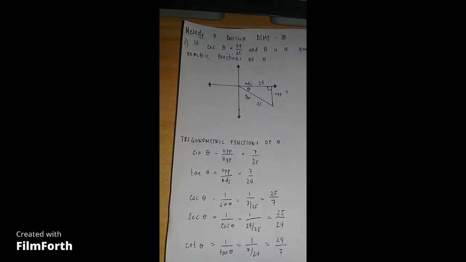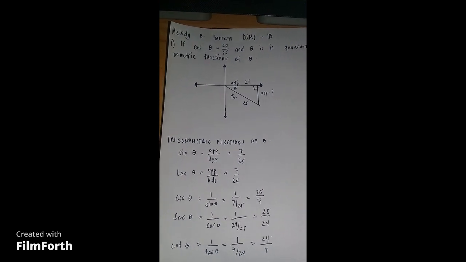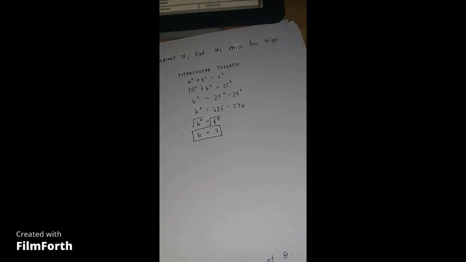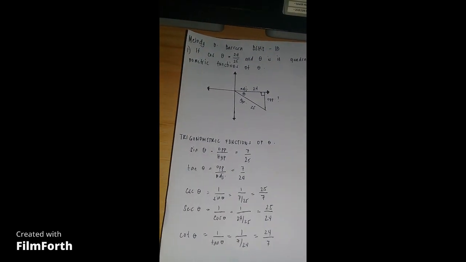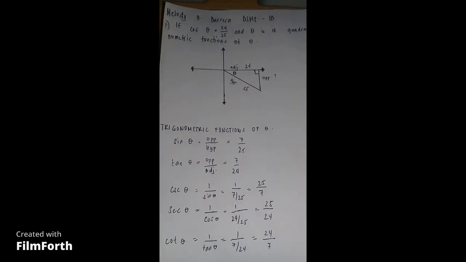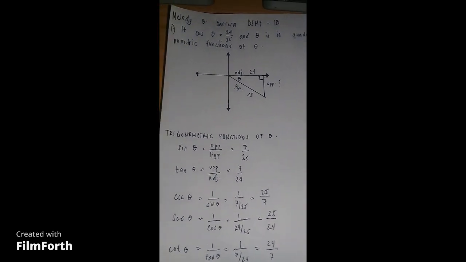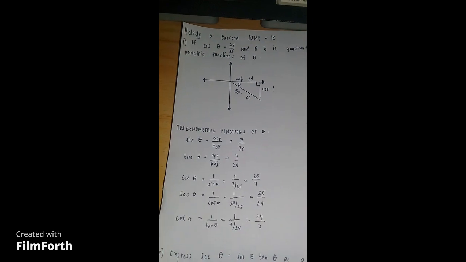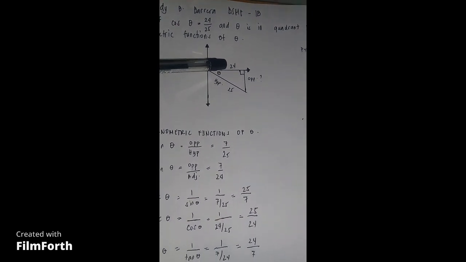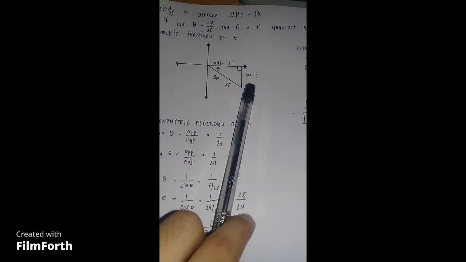So we have here number 1: if cos theta equals 24 over 25 and theta is in quadrant 4, find the other 5 trigonometric functions of theta. So I draw a Cartesian plane here, and as you can see, there's a right triangle here. This is the adjacent, and the value of the adjacent is 24 and the hypotenuse is 25. So we are finding the opposite here.